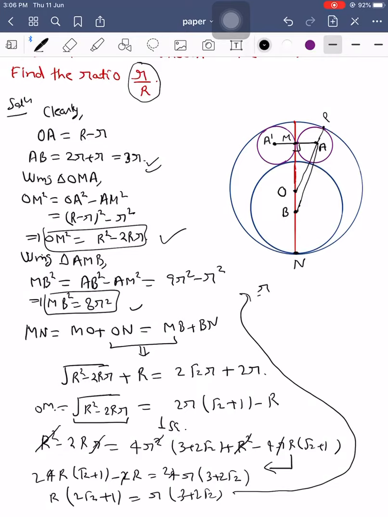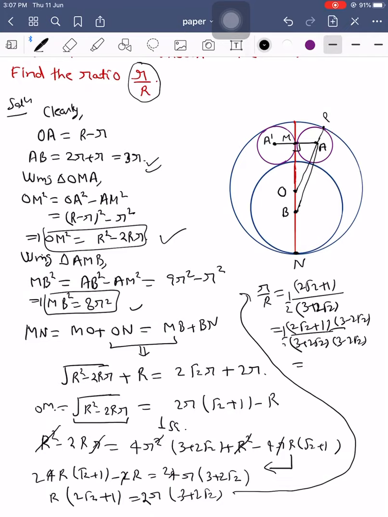Now we can write small r by capital R equals (2 root 2 plus 1) upon (3 plus 2 root 2). Using the conjugate of the denominator, (2 root 2 plus 1) into (3 minus 2 root 2) upon (3 plus 2 root 2) into (3 minus 2 root 2). Sorry, 2 is missing here, 2 is definitely missing here. Okay, no problem.